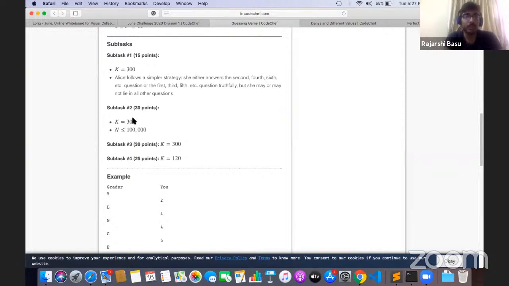Let's move on to subtask 2. I am not sure exactly what the intended solution is, but there are a lot of different possible approaches, and that's why there are these few subtasks. It's not like there is a particular intended solution for subtask 2.